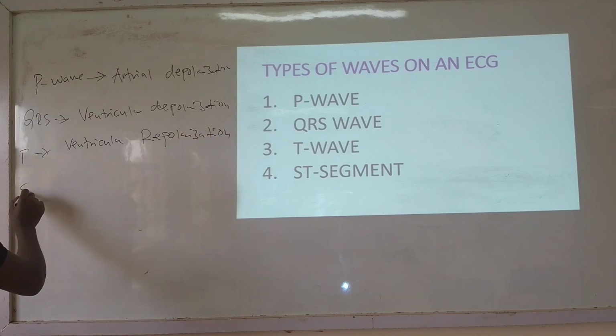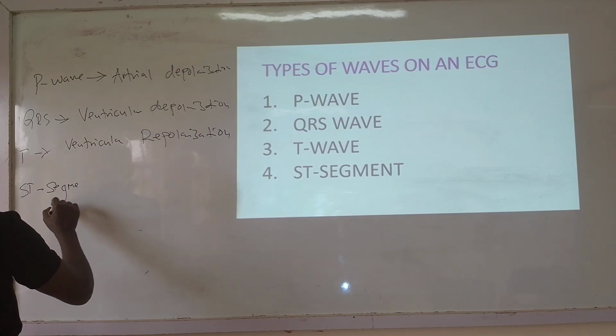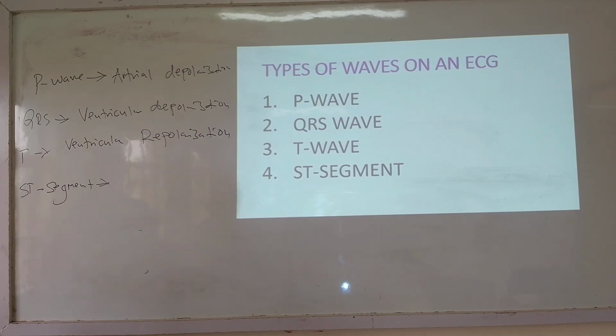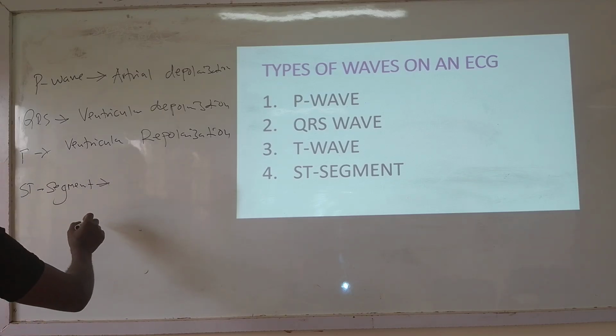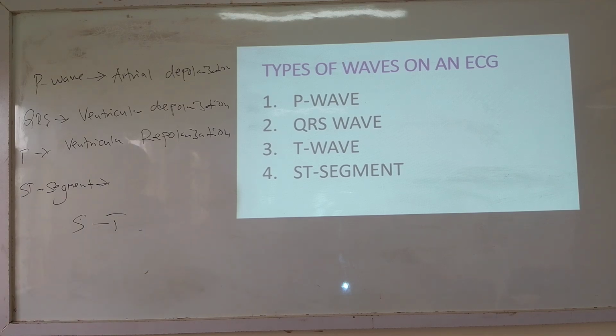While the ST segment, this one is not a wave, just a segment between the S and T. That is after depolarization of the ventricle and before repolarization. It's just a segment between S and T. We shall see as we proceed. So those are the four waves.